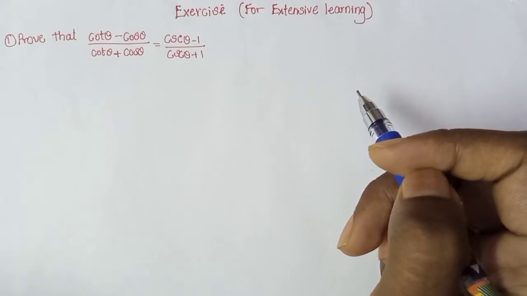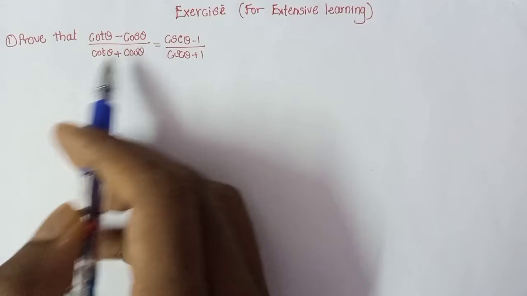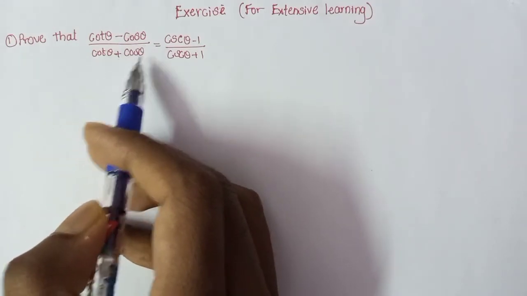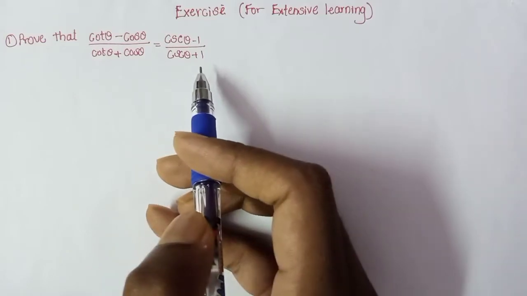In this video, we'll discuss some problems which are given in the optional exercise for extensive learning. So, the first problem is: prove that (cot theta minus cos theta) divided by (cot theta plus cos theta) is equal to (cosec theta minus 1) by (cosec theta plus 1).